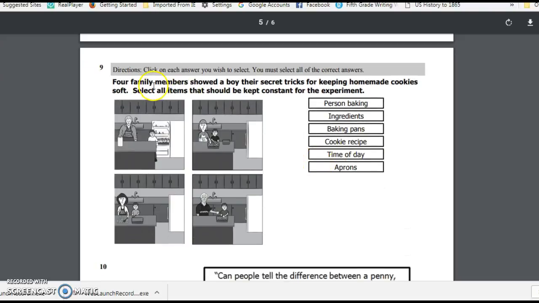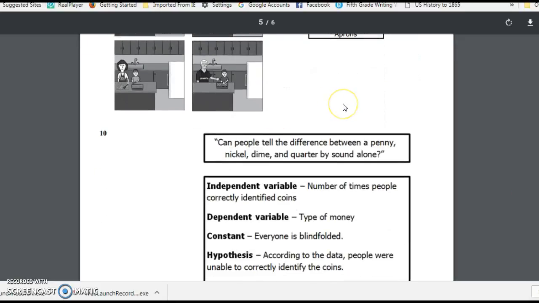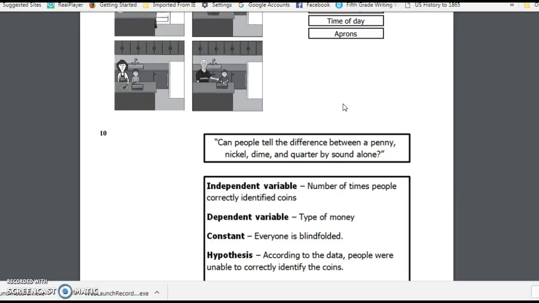Number 9. Click on each answer you wish to select. You must select all of the correct answers. So again, number 9, draw 6 boxes. Pause if you need to. 4 family members showed a boy their secret tricks for keeping homemade cookies soft. Select all the items that should be kept constant for the experiment. We have person, baking, ingredients, baking pans, cookie recipe, time of day, aprons. Pause and rewind if you need to. Okay, this recording is going to end, so you're going to have to go to another recording on Google Classroom.